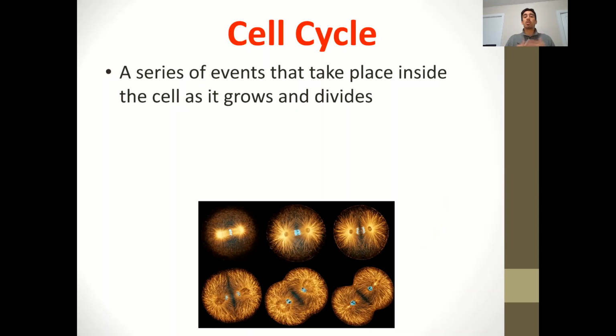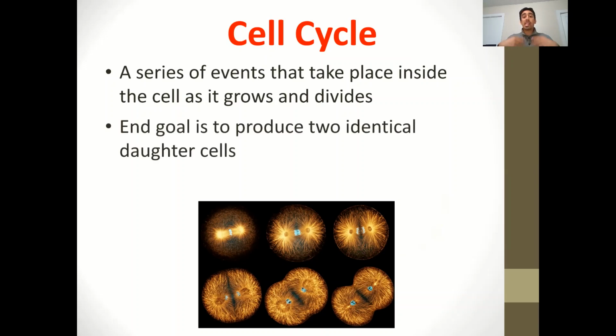Let's start off with the cell cycle. The cell cycle is a series of events that takes place inside the cell as it grows and divides. So imagine we have one cell right over here, and that cell is dying. In order for that cell to procreate and create two new cells, it needs to go through the cell cycle. Hence, the end goal of the cell cycle is to produce two identical daughter cells.